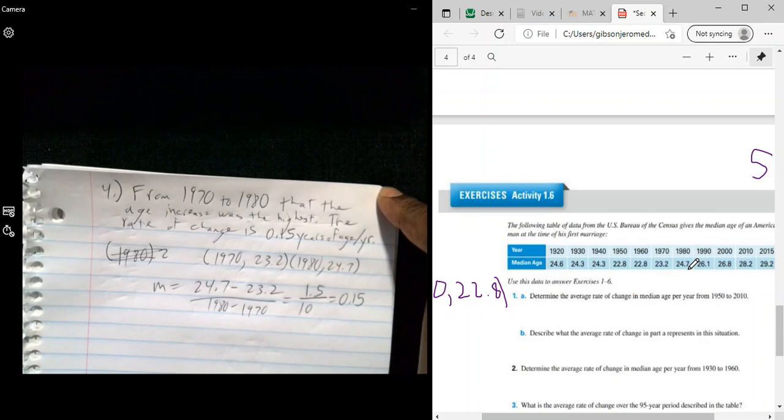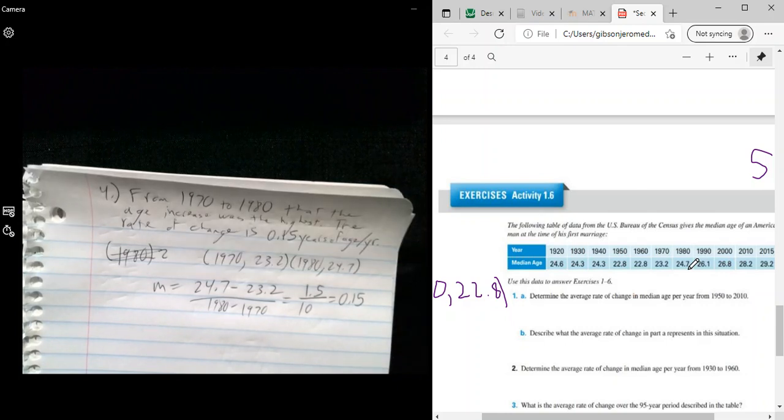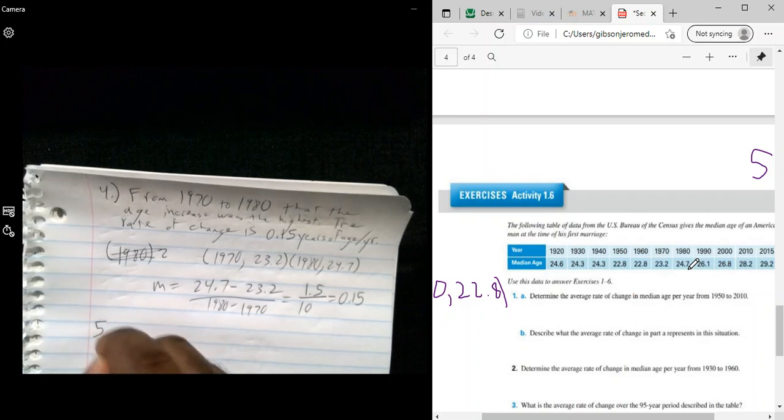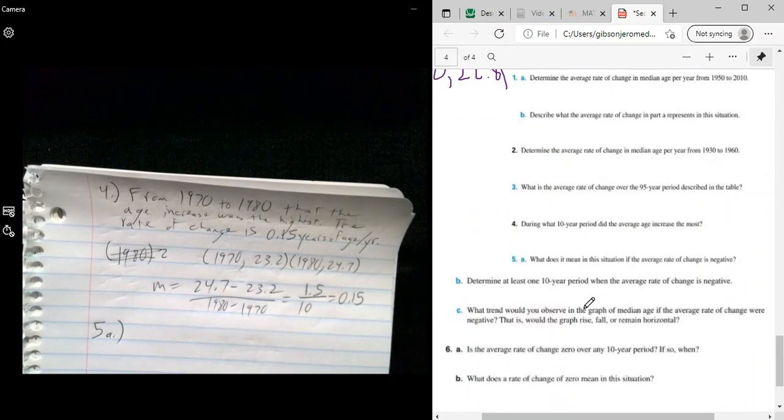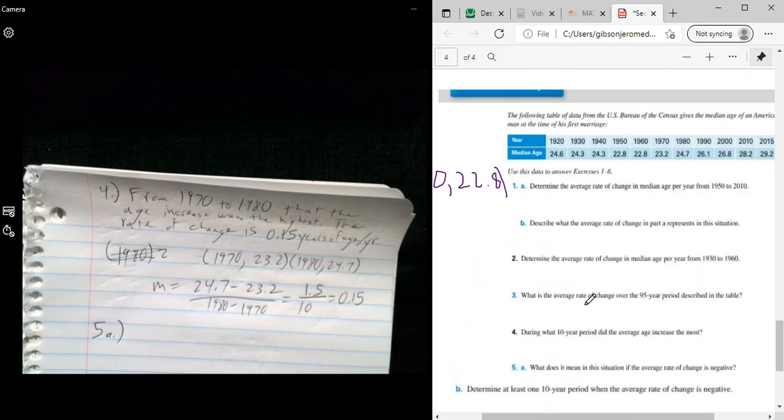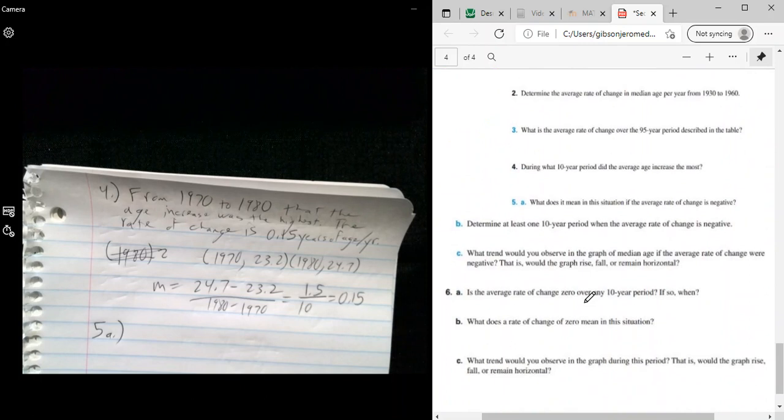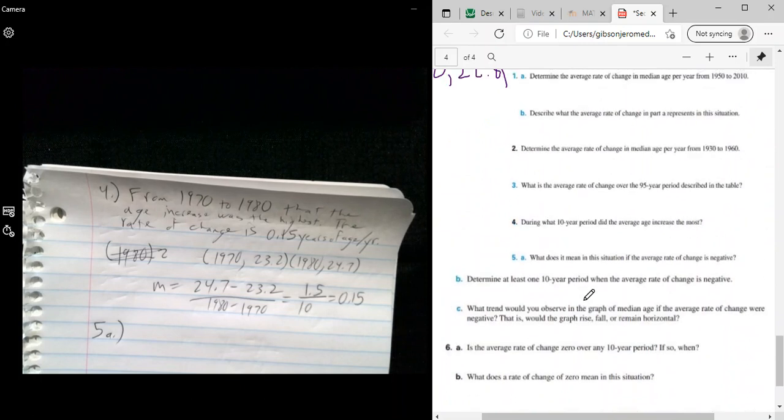So it went up 0.15 years of age per year. All right. Number 5A. Now I think number 5, if I'm not mistaken, you have an A, B, and a C. It says, what does it mean in this situation if the average rate of change is negative?